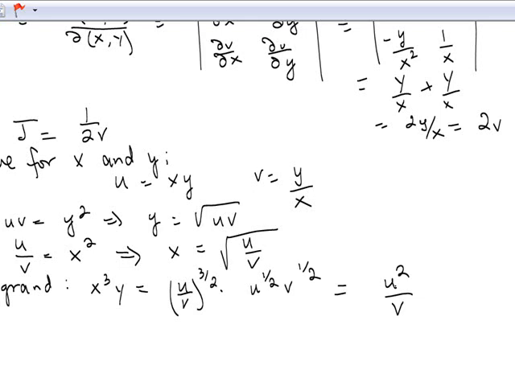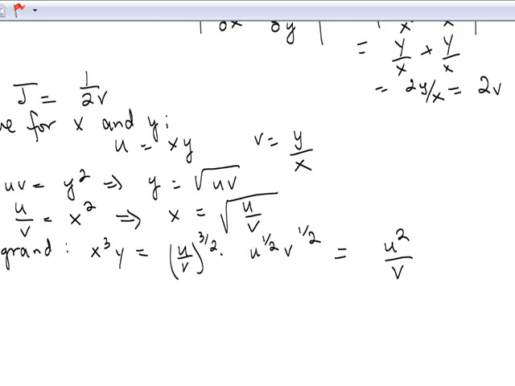So we have all what we need. We have transformed the region, we have found the Jacobian, we have transformed the integrand. Now set up the integral. So the double integral over R of x cubed y dA becomes the double integral where the integrand becomes u squared over v times the absolute value of the Jacobian, which is the same, 1 over 2v, du dv.